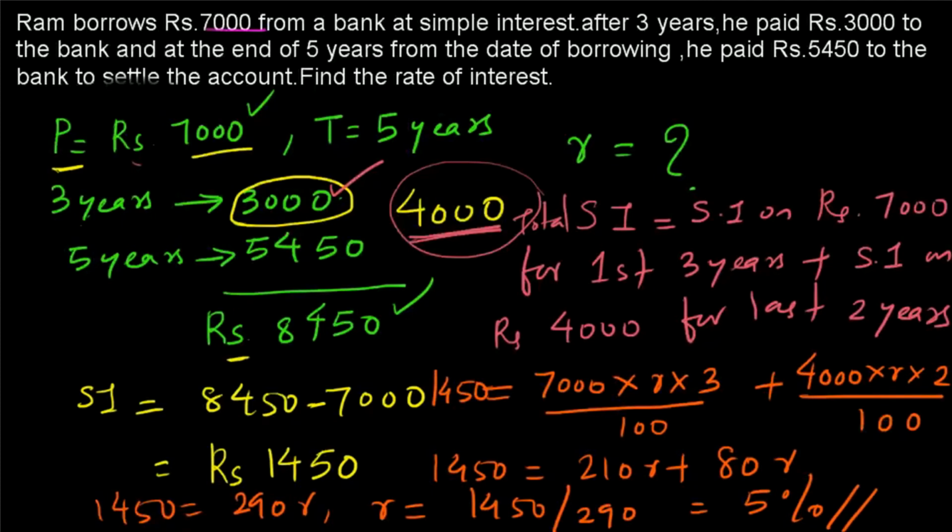So here the only thing you have to remember is after some amount is paid back, the principal will be getting reduced by that amount. The simple interest has to be calculated on the remaining principal for the remaining time duration. So that is the only point. That is how we formed this formula. So total simple interest is equal to simple interest on the total principal for the first 3 years plus simple interest on the remaining principal for the last 2 years.